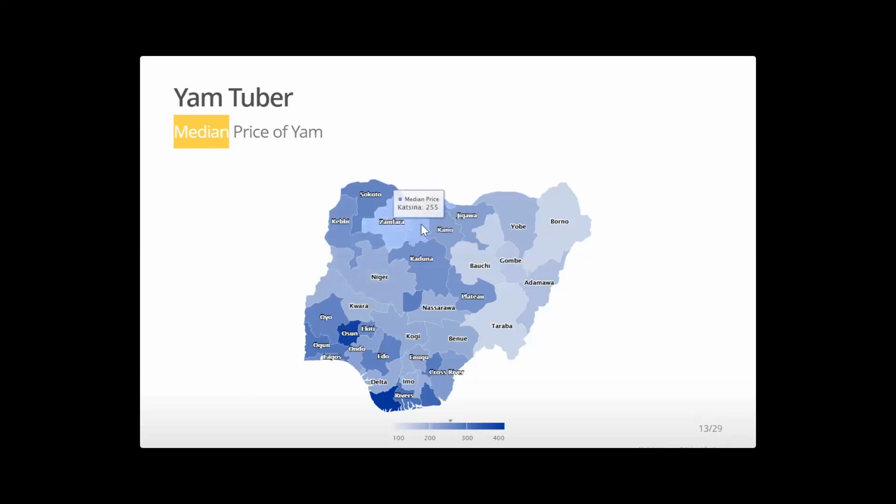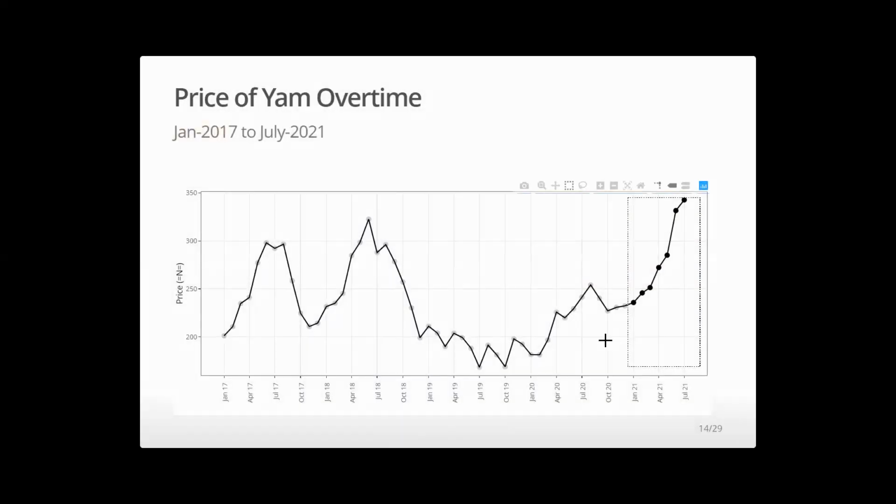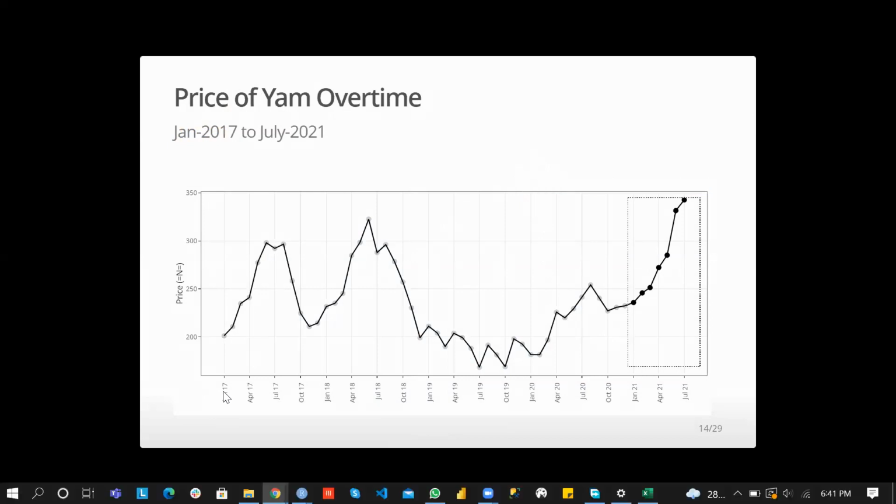So you can see at a glance what the price of yam looks like across the states over time. And in this other visualization, you can see more of a time series. A time series in the sense that you have a particular data point over time. The time unit is actually in months. You can see the months and the value of yam. So this is from January 2017 to January 2021.